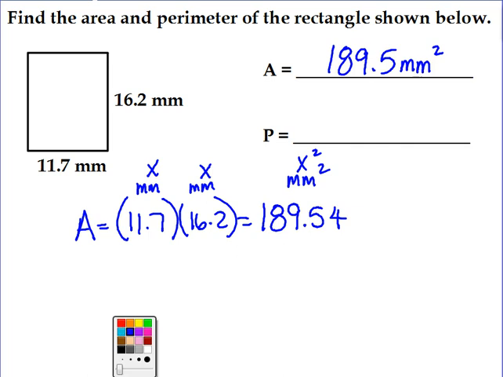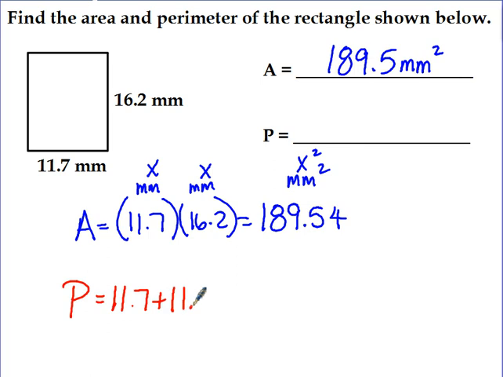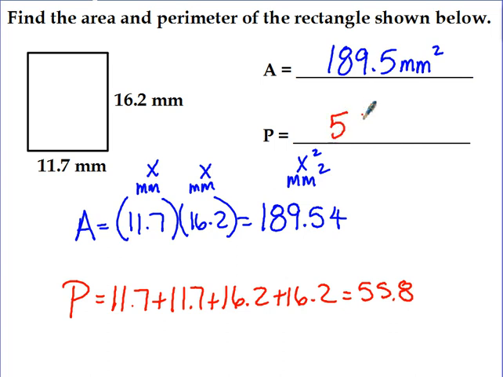For perimeter, again, you can think of it as being two 11.7s and two 16.2s, or you can just add them all up. And when you add up all four of those, you get 55.8. So this is going to be 55.8. I don't need to round. And that's just millimeters. That one is not squared.